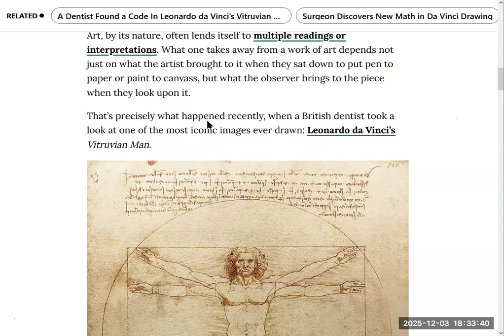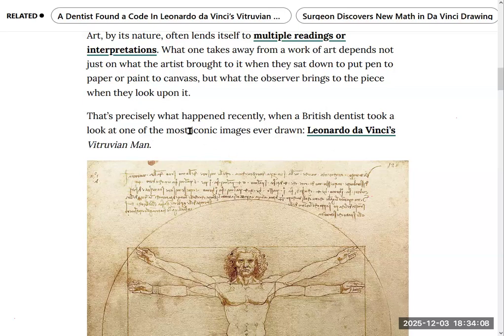So that's precisely what happened recently when a British dentist took a look at one of the most iconic images ever drawn, Leonardo da Vinci's Vitruvian Man. So Vitruvian Man, that's the name of this drawing just below, as we just said. And Leonardo da Vinci made that drawing, apparently.